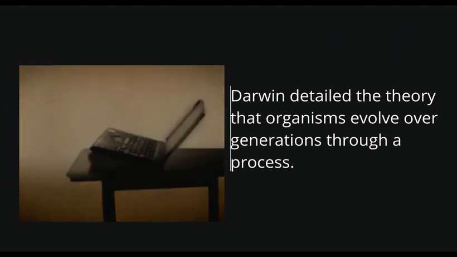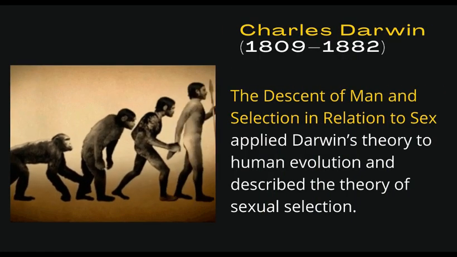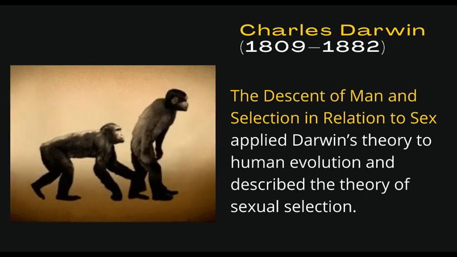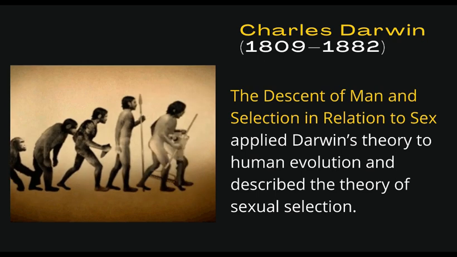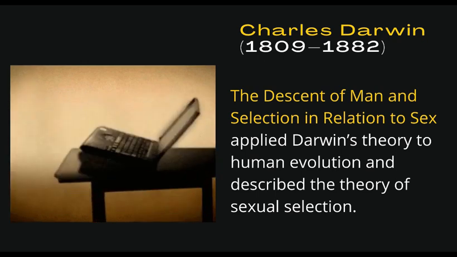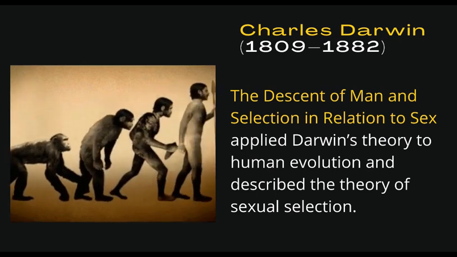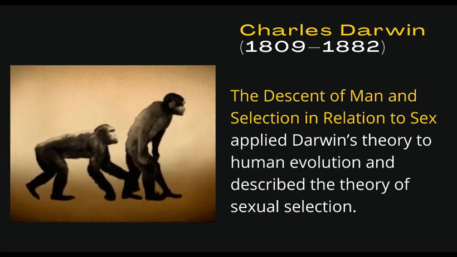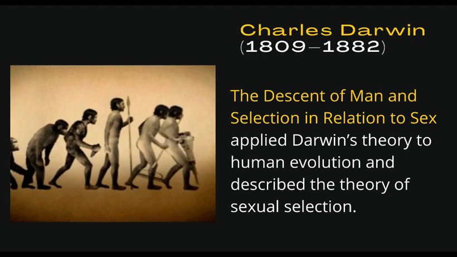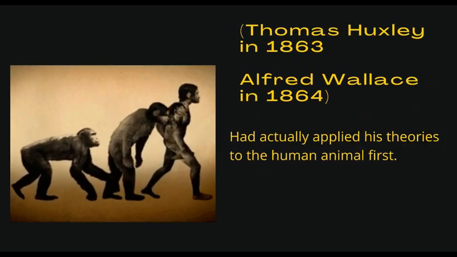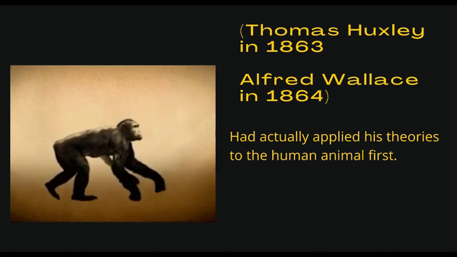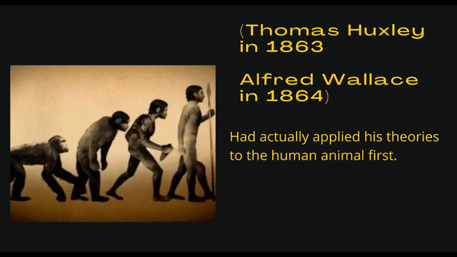The Descent of Man and Selection in Relation to Sex applied Darwin's theory to human evolution and described the theory of sexual selection. Although he had earlier hinted that natural selection and evolution could and should be applied to the development of man, others, Thomas Huxley in 1863 and Alfred Wallace in 1864, had actually applied his theories to the human animal first. The next slide will be about Cesare Lombroso.